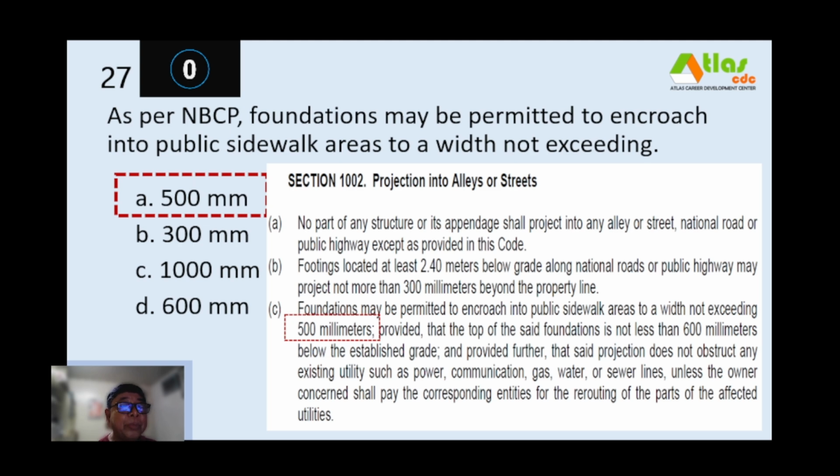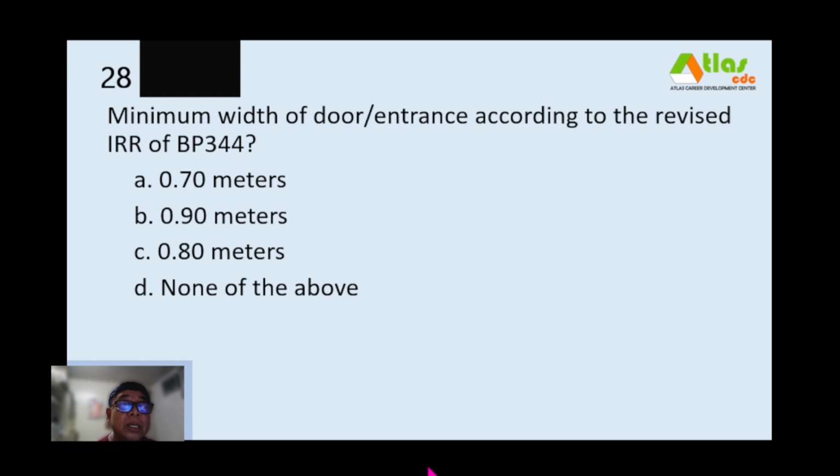Now, for footings located at least 2.4 meters below grade along national roads or public highway, may also project, no? So, pwede rin, no? May project also not more than 300 millimeters beyond the property line. So, ito yung 300 millimeters ay kapag nasa national roads or public highway. Kapag public sidewalk ay 500 millimeters. Ito, 600 millimeters ang depth, pero ito ay 2.4 meters below grade, no? Mas malalim.